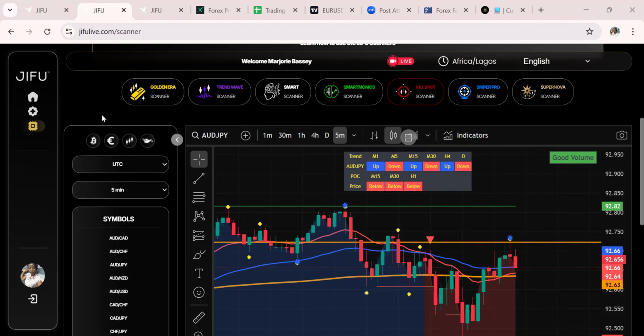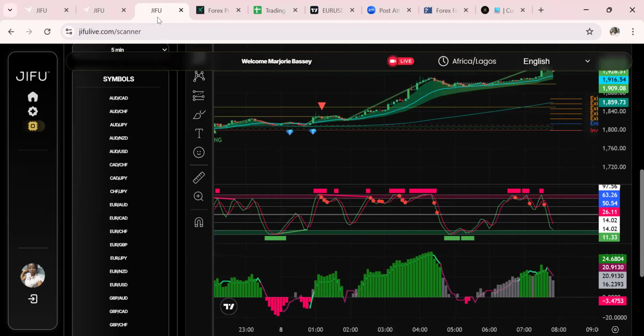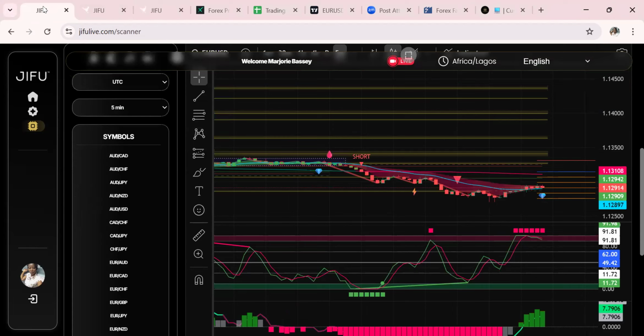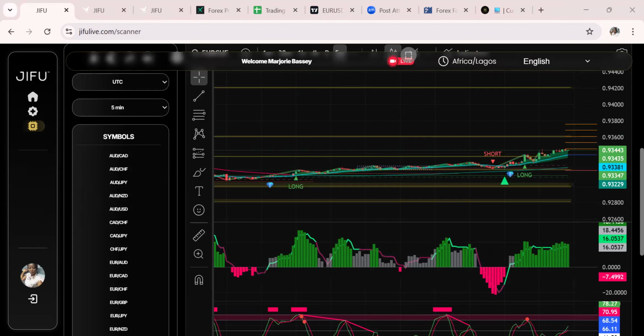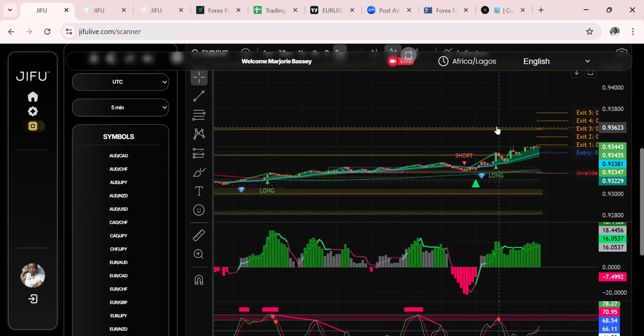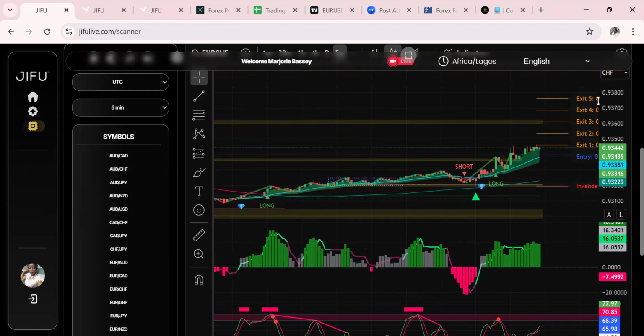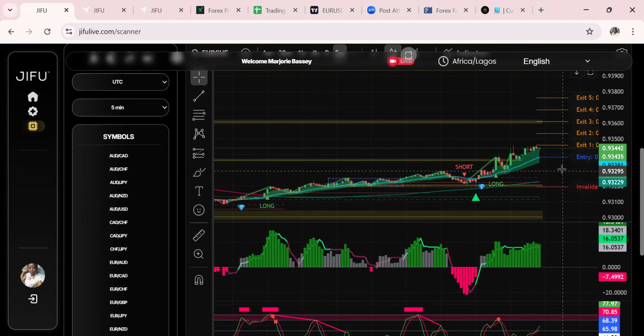So let's see, the Euro CHF, how is it doing? Let me quickly look at it before we end this call. Oh, awesome. It actually hits TP exit 1. It hit exit 1. It's still going up. It's in profit. So congratulations to everyone who took the trade.